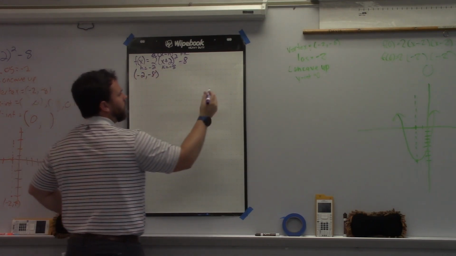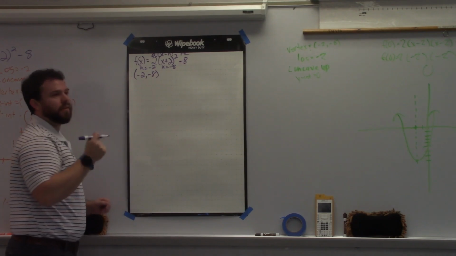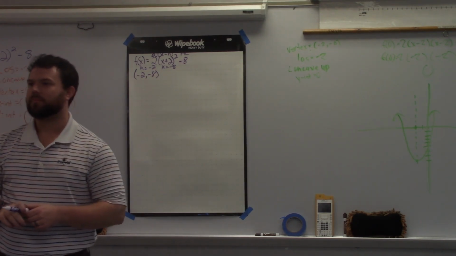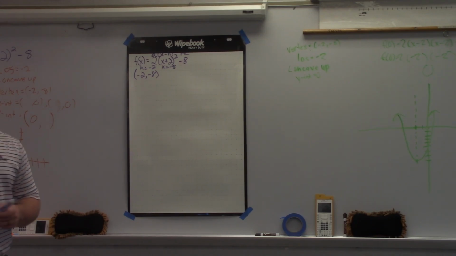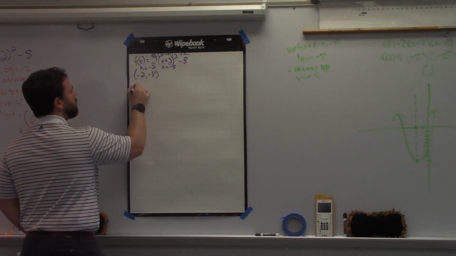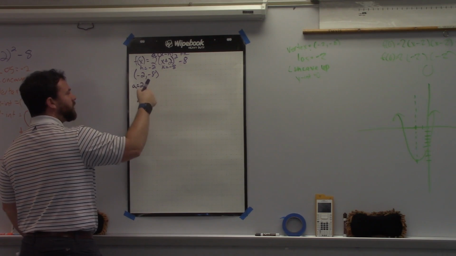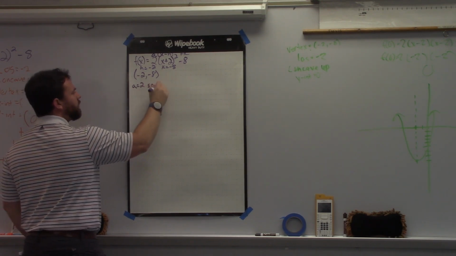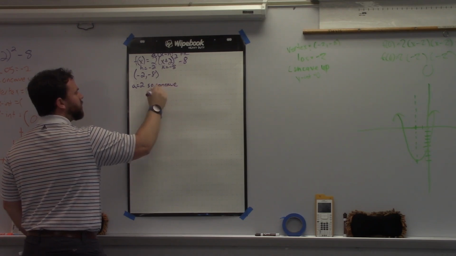Nice. All right, well, any other features we know right away from this vertex form? The concave up. Concave up. How do we know concave up? Because A is equal to 2. A is positive. A is equal to 2. So concave up. Sweet. Anything else we know?